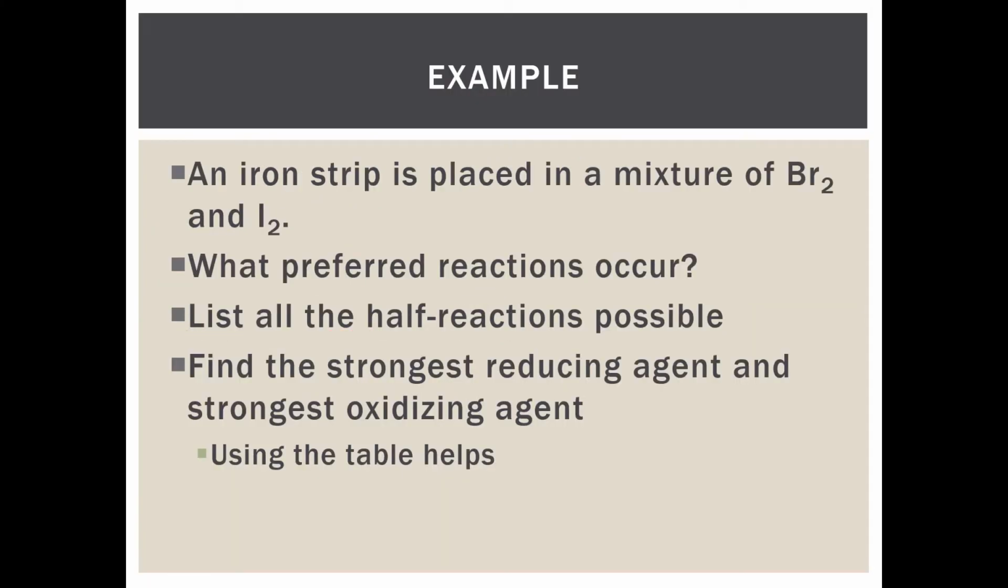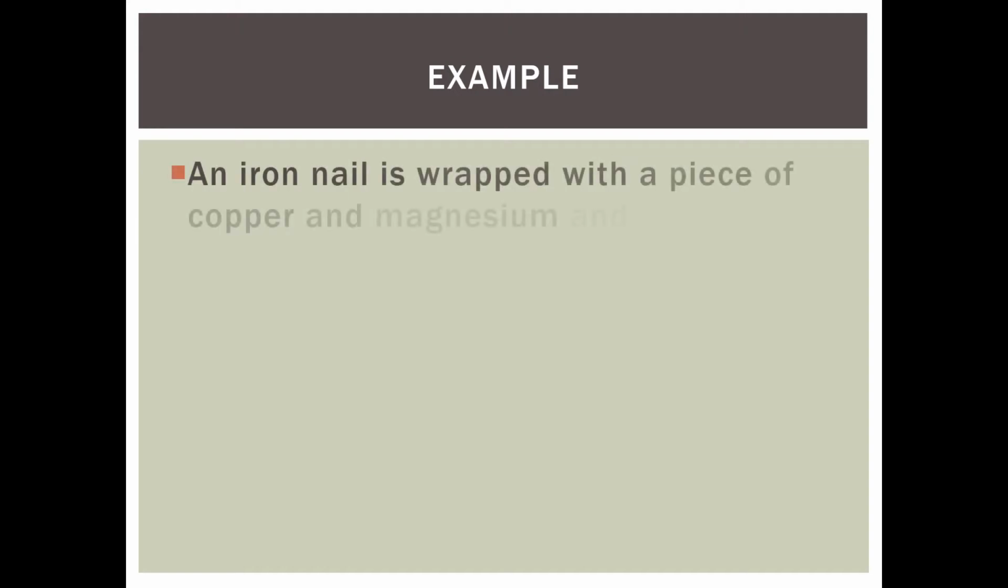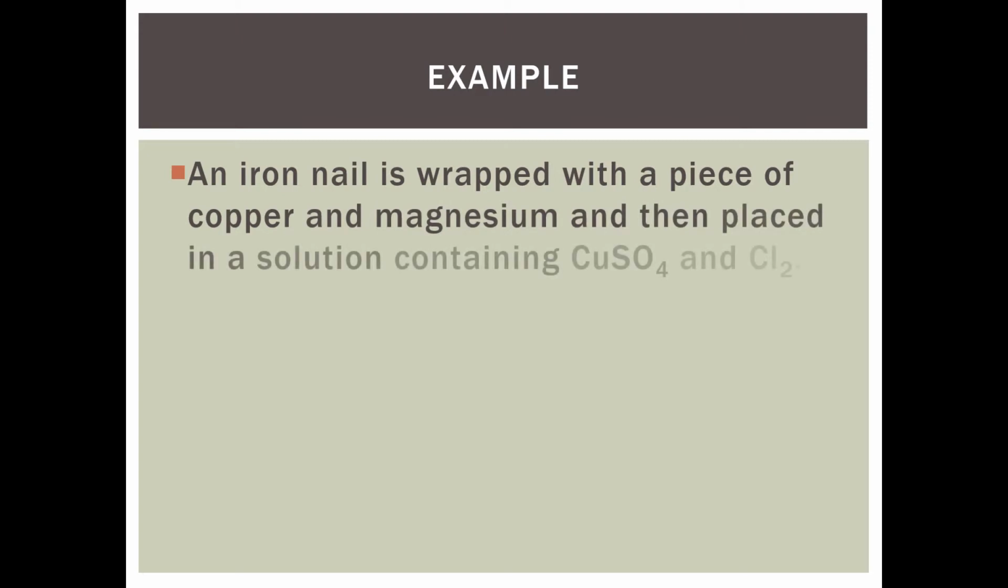Okay, so here's another example. It's a little more complicated. Let's suppose we put an iron nail, but we're going to wrap it with a piece of copper and a piece of magnesium. And then we're going to stick it in a solution containing copper sulfate and chlorine.